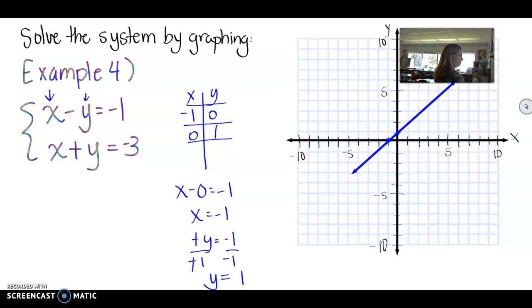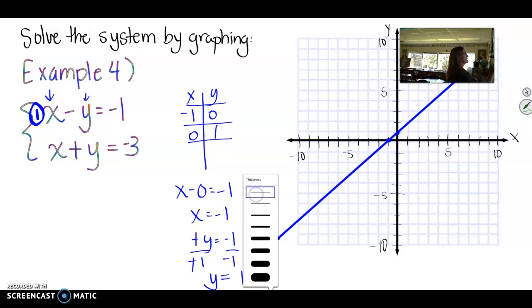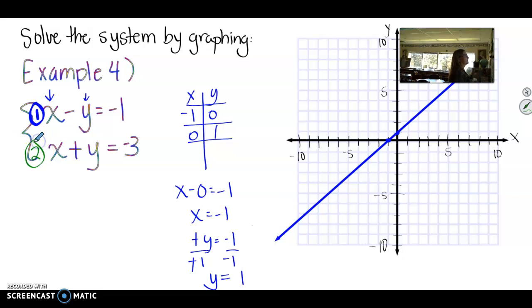We have those 2 points, and I'm going to draw that line in here. Let's see, there's my top line for equation 1. And the second equation, equation 2, is pretty easy to also rewrite in slope-intercept form. Slope-intercept form has y on one side by itself, so I can simply subtract the x from both sides. x minus x is 0, so this is just y.